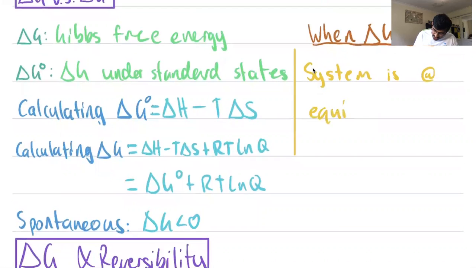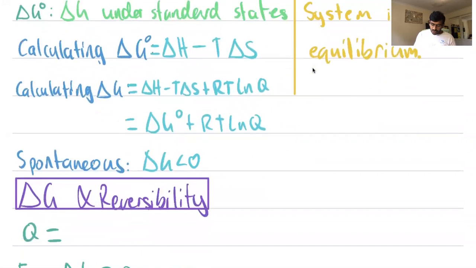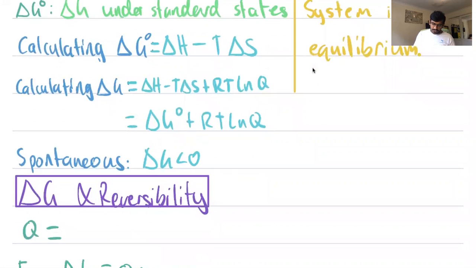We know the system has reached equilibrium once delta G is equal to 0. Notice that this is not delta G naught, it's specifically delta G, because delta G will change, whereas delta G naught is more fixed. So why does delta G change? The reason is this last part here, RT ln Q. RT is my gas constant and temperature, and then ln Q is this last component.